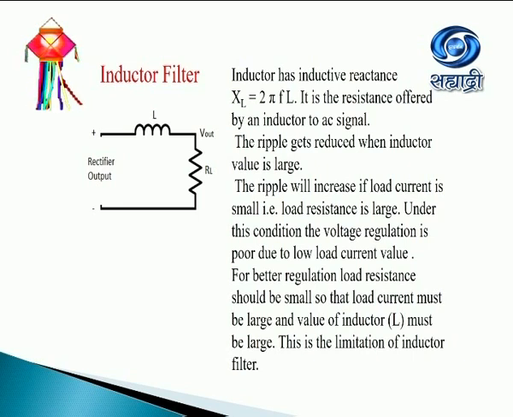The ripple will increase if the load current is small, that is, load resistance is large. Under this condition, the voltage regulation is poor due to low load current value. For better regulation, load resistance should be small so that load current must be large. The value of inductor L must be large. This is the limitation of inductor filter.